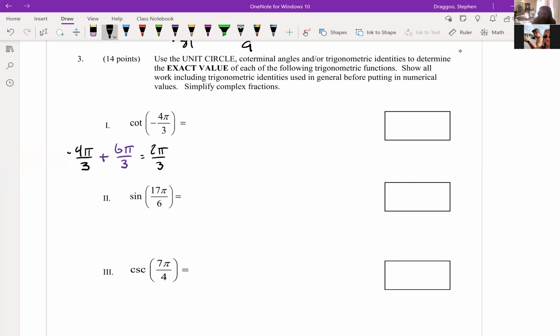So the cotangent of negative 4 pi over 3 should be the same thing as 1 over the tangent of 2 pi over 3. Right, so we'll replace our negative angle with a coterminal one that is familiar from the unit circle. We'll also use the fact that cotangent is equal to the reciprocal of tangent to ultimately come together and say that this is 1 over negative square root 3, which would be negative root 3 over 3.